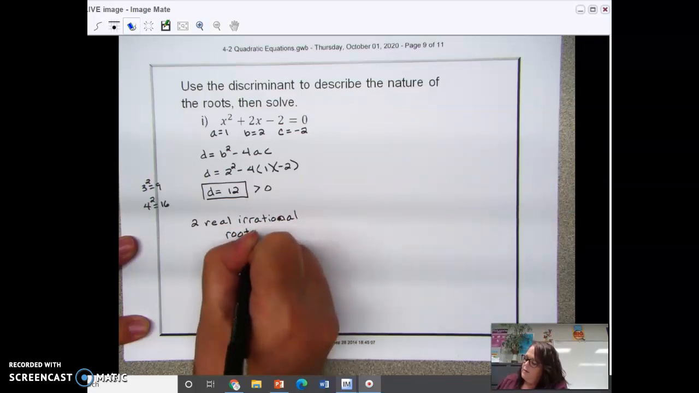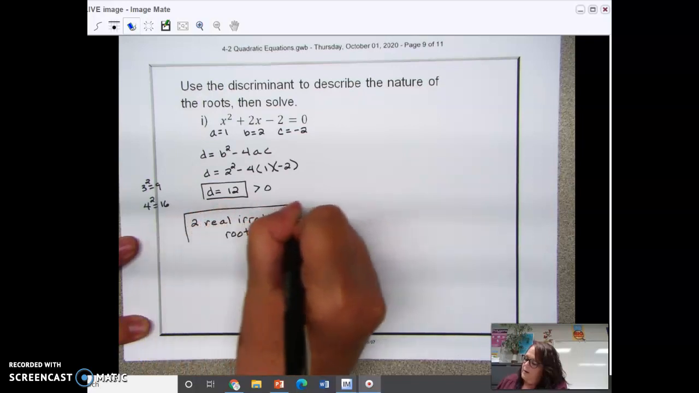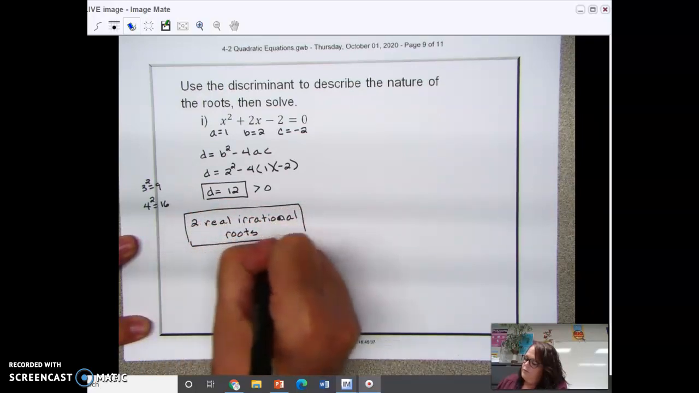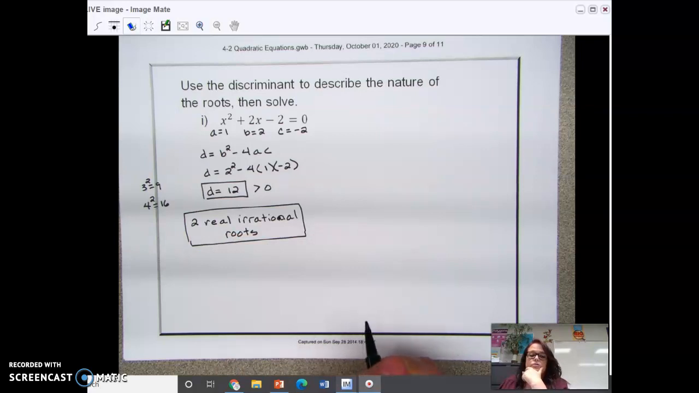Okay, so now that you've seen that, go ahead and pause the video again and see if you can find those 2 real irrational roots.